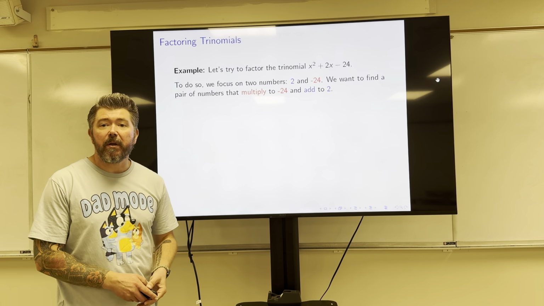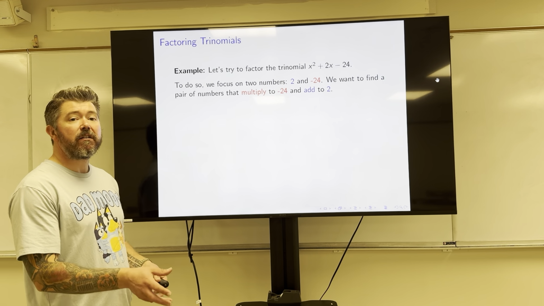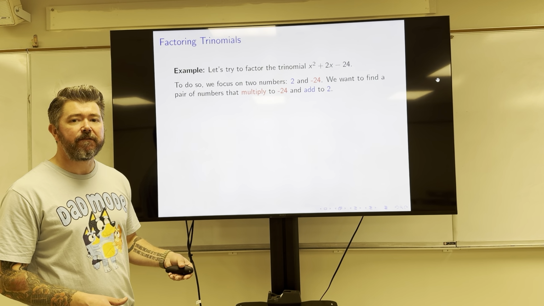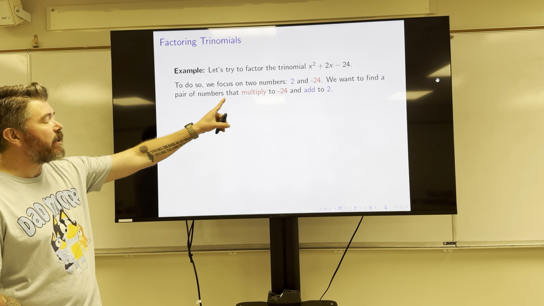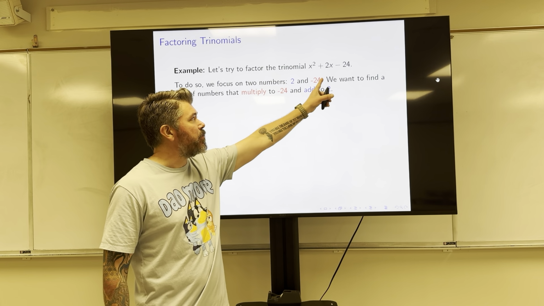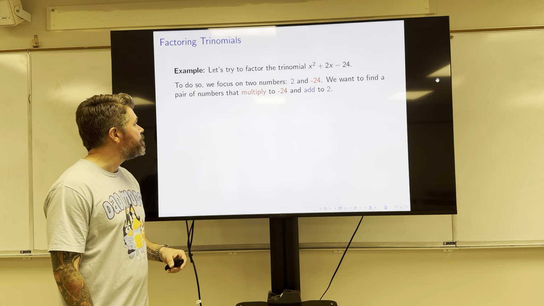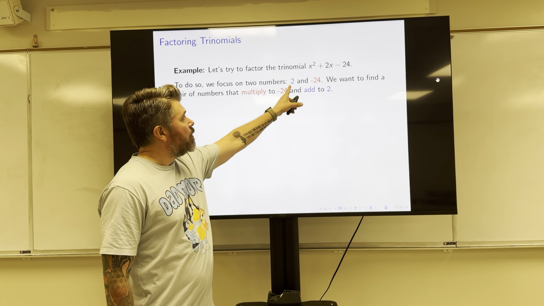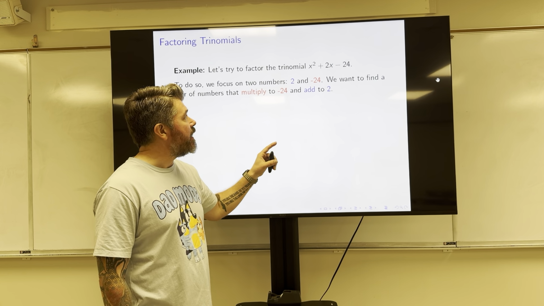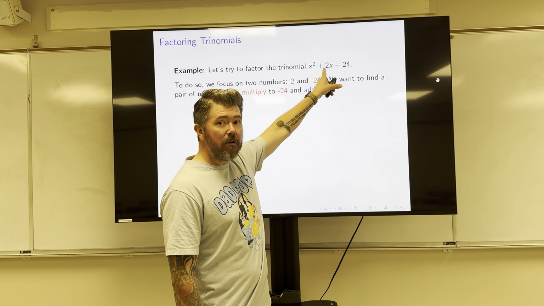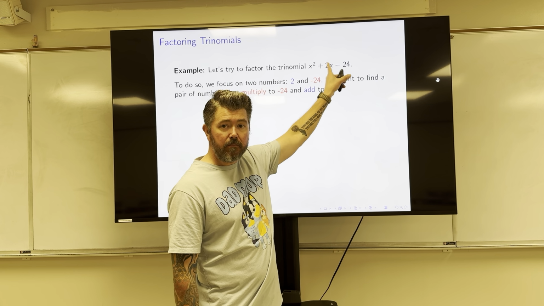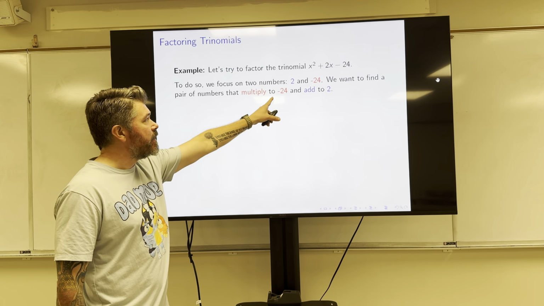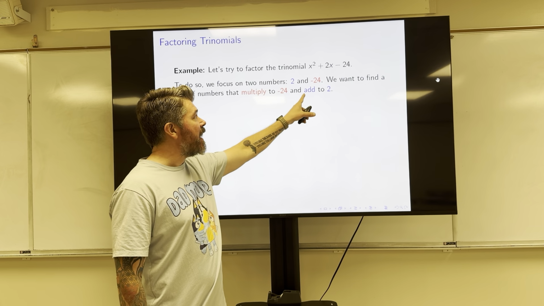Okay, let's look at a little bit more tricky example here. Because in the last example, we had all positive numbers. Now let's start talking about what happens if negative numbers come in. So let's look at the trinomial x squared plus 2x minus 24. Okay, now we need two numbers. Remember, we always focus on our middle and our last. Middle and last, okay?